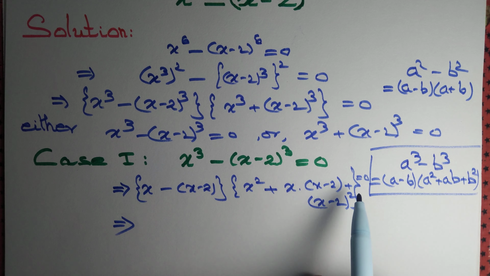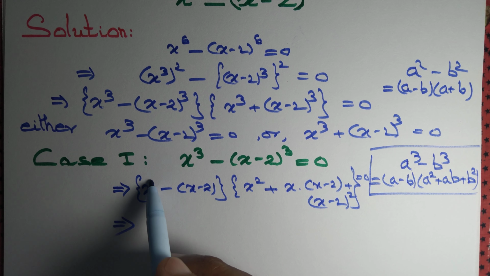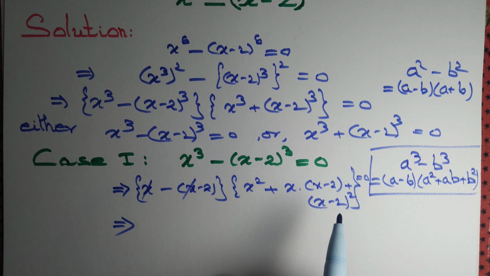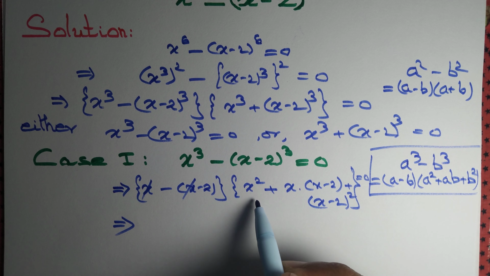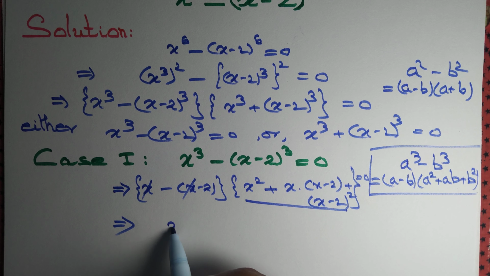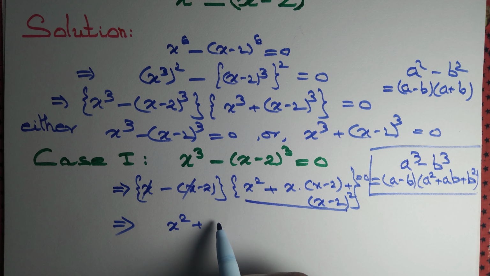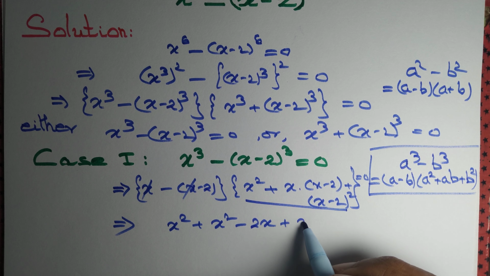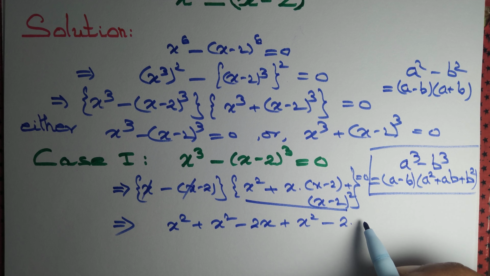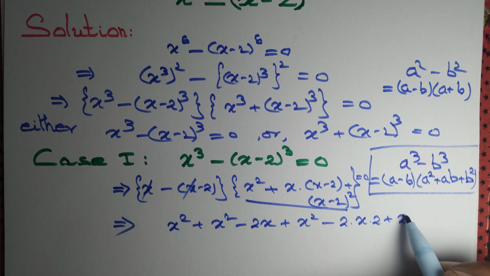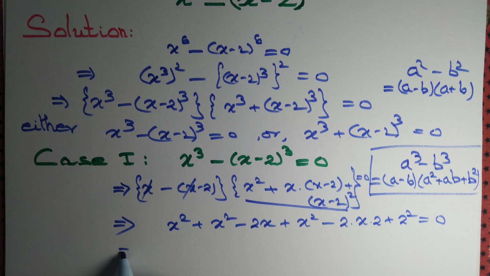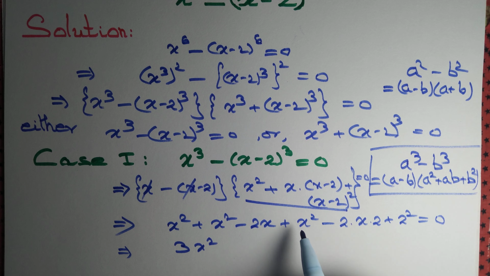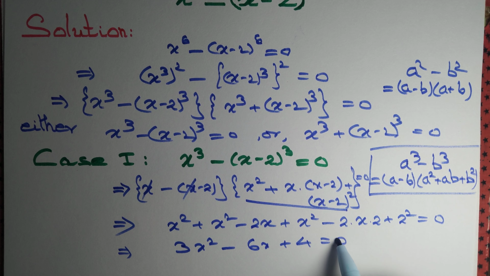Now again, if a product of two numbers equal to 0, one of them has to be equal to 0. X and x get cancelled and plus 2 cannot be 0. So we must have that this quantity is exactly equal to 0. So x square plus x into x is x square minus 2x plus (x minus 2) whole square, that is a square minus 2ab plus b square, equal to 0. So 3x square minus 6x plus 4 equal to 0.